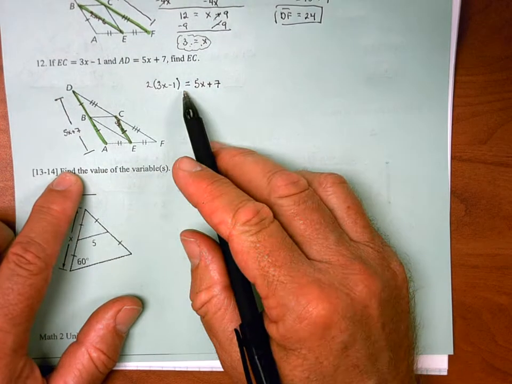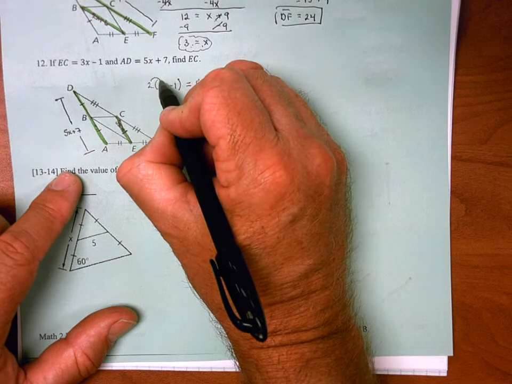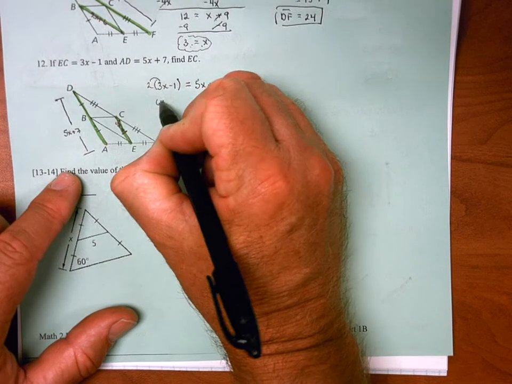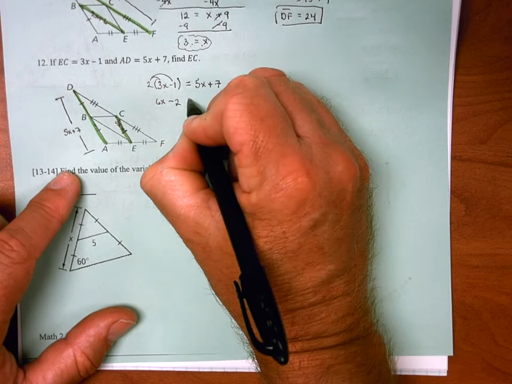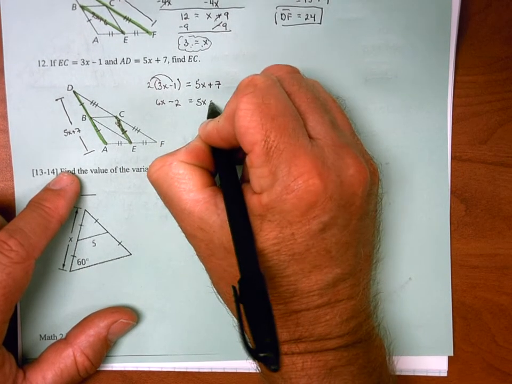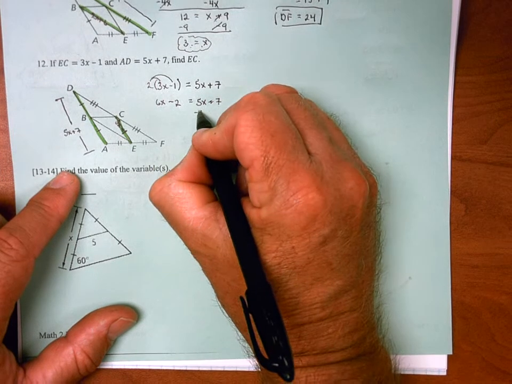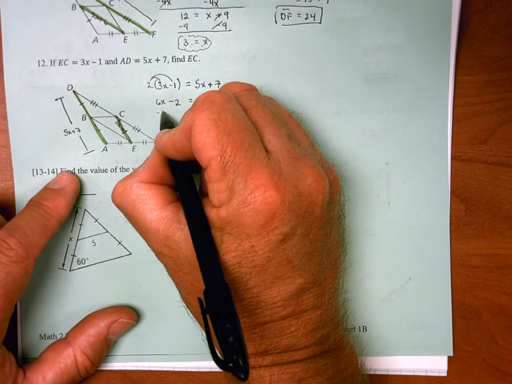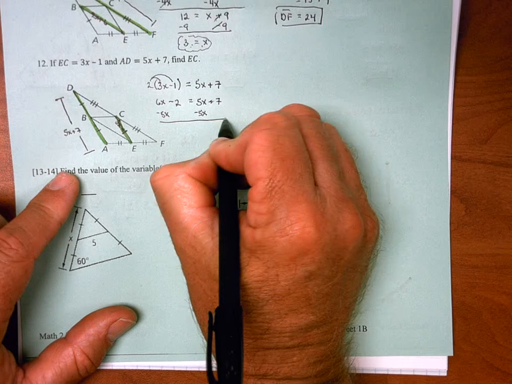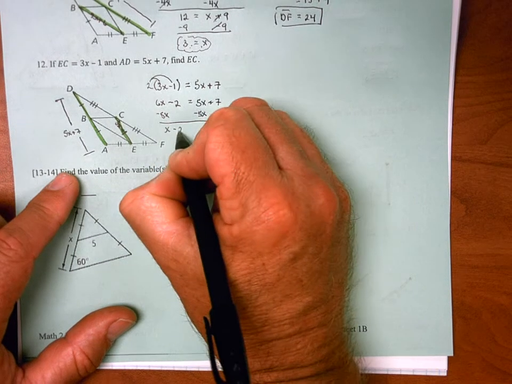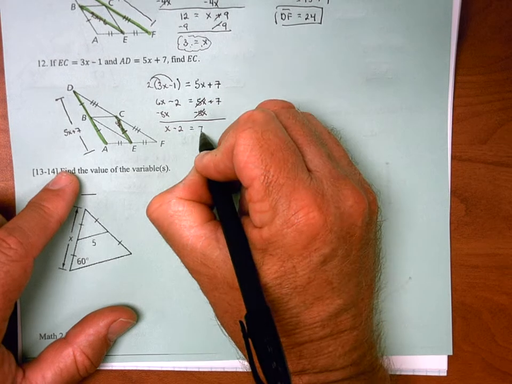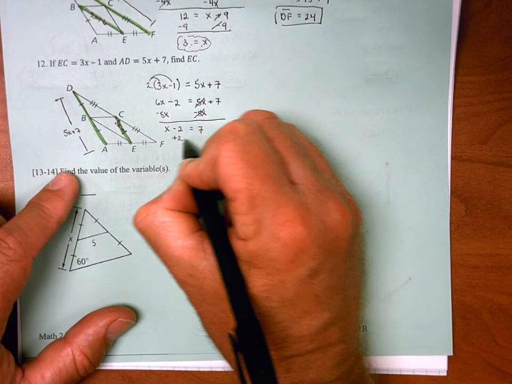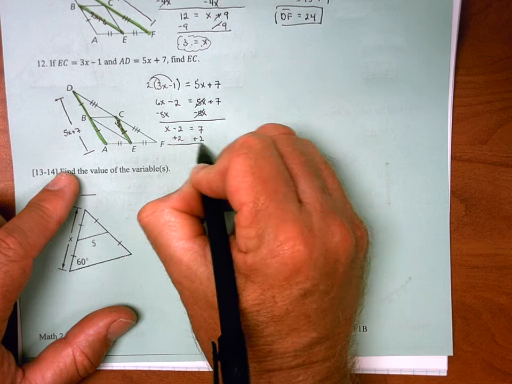All right? So I'm going to distribute the 2 into the 3x, that gives me 6x. Distribute the 2 into the minus 1, that gives me minus 2. That is equal to 5x plus 7. Going to subtract 5x's from both sides of the equation. That would give me x minus 2 is equal to, those 5x's cancel, positive 7, I just write 7. Adding 2 to both sides, I get x is equal to 9.